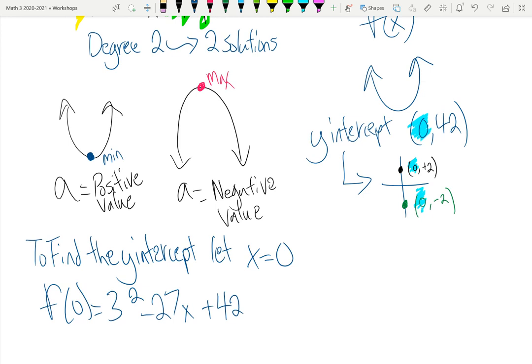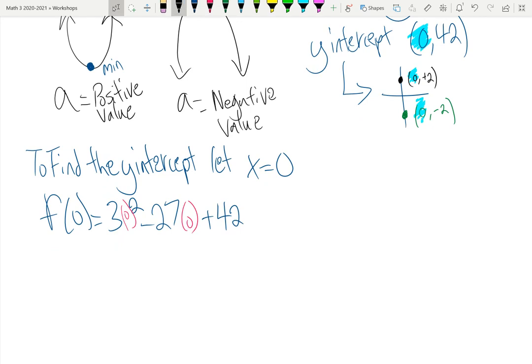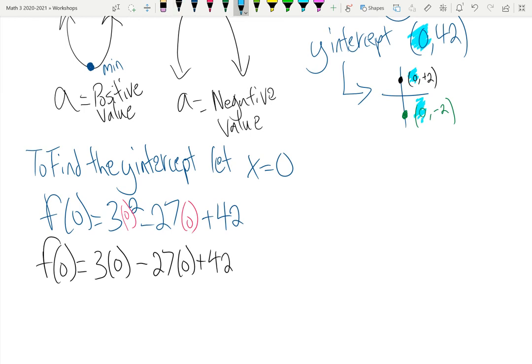So I'm going to replace my variables with a different color for emphasis that I am substituting it in. When I replace a letter with a number, I put it in parentheses. Now let me go ahead and evaluate it. I'm going to get f of 0. When x is 0, my answer is going to be 3 times 0 squared minus 27 times 0 plus 42. The product of both of these are just going to be 0.